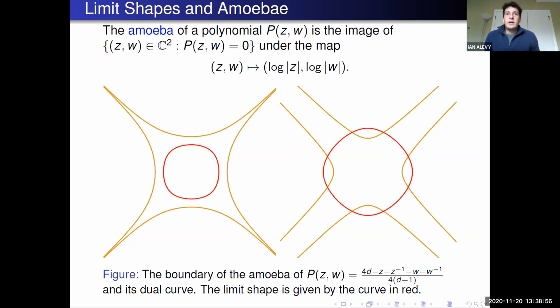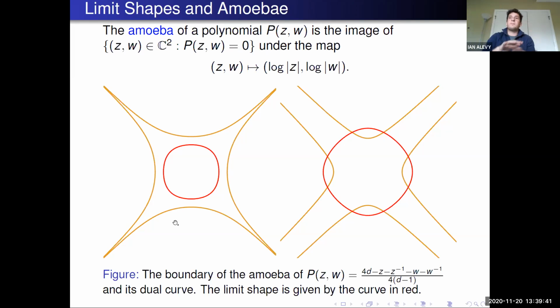So now I want to talk a little bit about the connection between the limit shape and amoebas. For those of you who aren't familiar with amoebas, the amoeba of a polynomial is the image of its zero set under the log map. So in my case, I have a 2-variable polynomial, P of ZW, and I look at its zero set in the complex plane, and then I project that under the map log absolute value of Z, log absolute value of W. That gives me a region in R2. That region is called the amoeba.